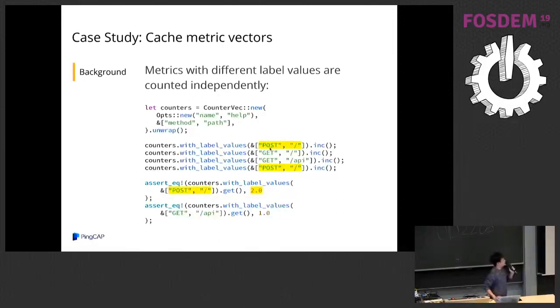So post slash happens 2 times. So when we want to get its value, it should be 2. And for the get slash API, it only occurred 1 time. So when we get it, it should be only 1. And for other kinds of label names, it should be 0. And of course, get slash is also 1. So as you can see, although it is the same metric, the counter named name, it has different label values. So actually, they are counted independently.